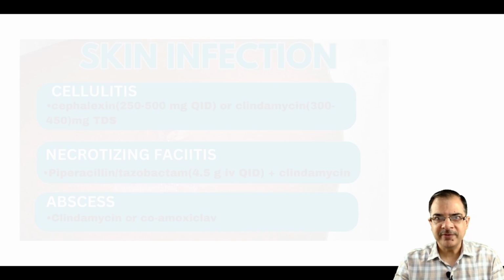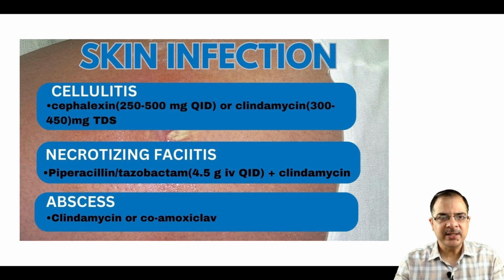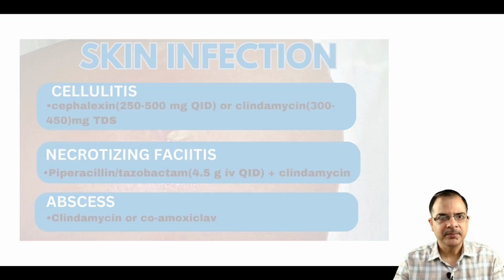Skin and soft tissue infections: cellulitis is present, we will give cephalexin or clindamycin. Necrotizing fasciitis is there, then we have to give IV antibiotic piperacillin and tazobactam along with clindamycin. Abscess is there, then clindamycin or co-amoxiclav will be a better option. They cover anaerobic organisms as well.